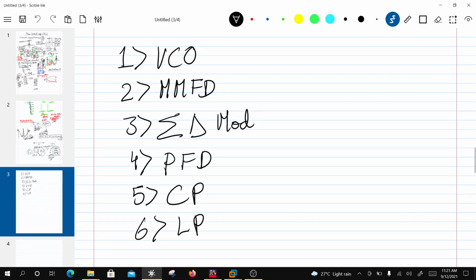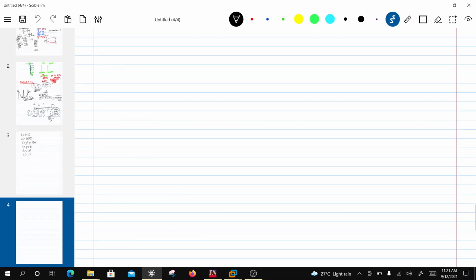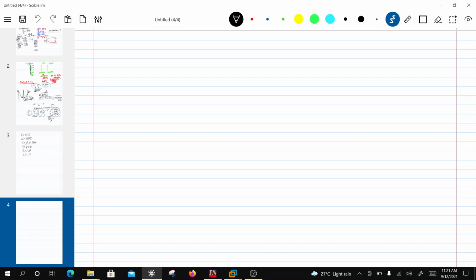And last time we had seen an overview of a PLL design and also the operation of some of the circuits. Now we are going to go into detailed design, and I will start with the basic operating principles.